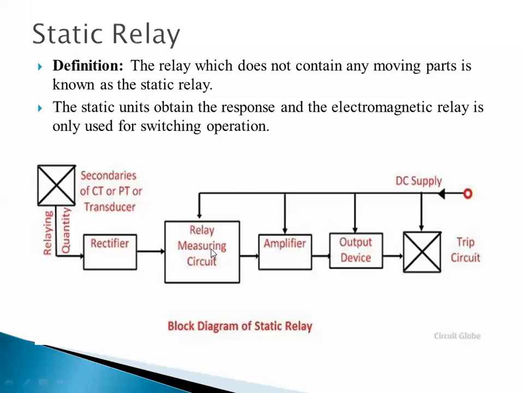Otherwise, if the value of current or voltage or any actuating quantity is below that pickup value or up to that pickup value, then your relay will be under normal condition, means it will not act. But if any fault occurs and if the value of that quantity increases more than the pickup value, then only this relay measuring circuit will act, or relay will act here.